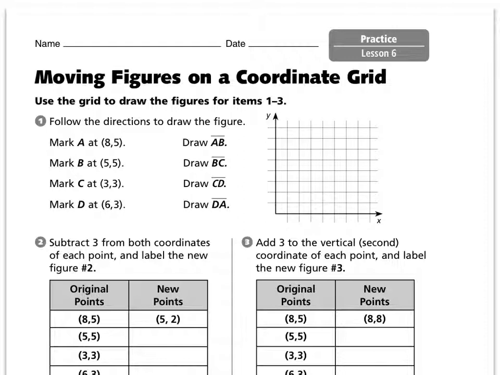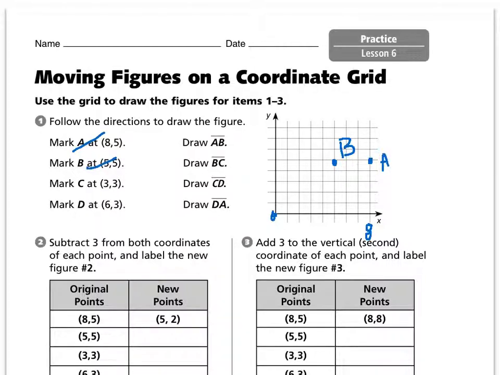Mark A at 8 and then 5. So I'm going to start at the origin and I'm going to go over 8. And I marked 8 and then I'm going to go up 5. And I know that that's going to mark right there and I'm going to put an A. For B I have over 5 and then up 5. Go ahead and mark it and put your B.